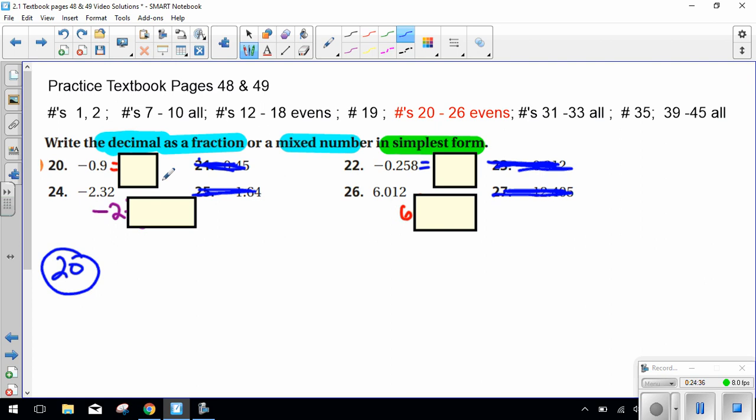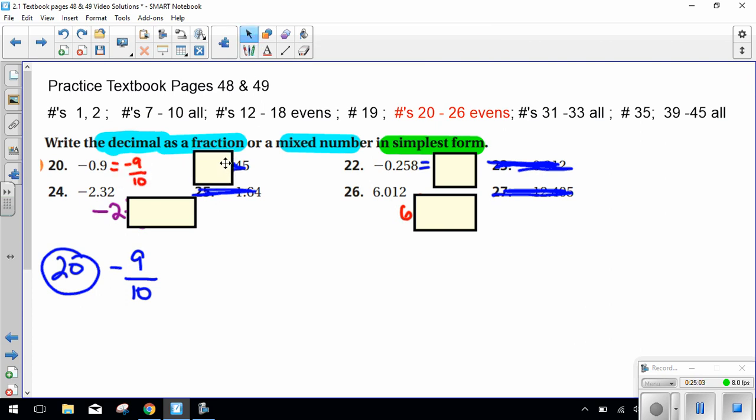So for number 20, we have -0.9. The 9 is in the tenths place. So -9/10. Now, I ask myself, could I reduce these? And there's no number I can divide both of them by. So I can't divide both of them by some same number to make them any smaller. So my final solution is negative 9/10.